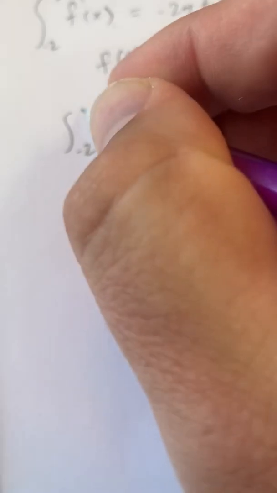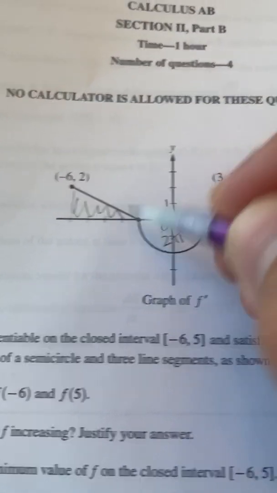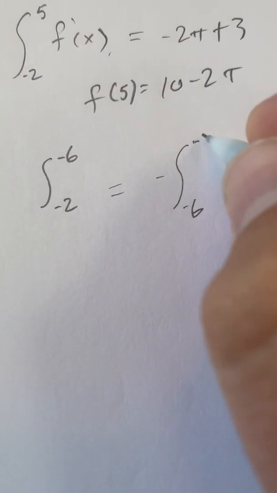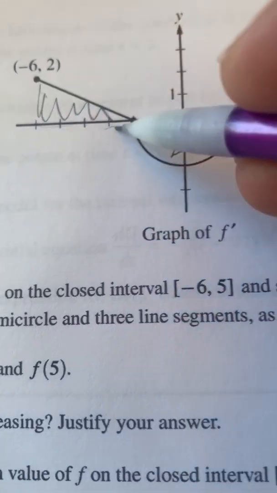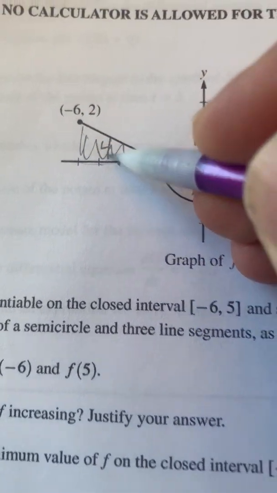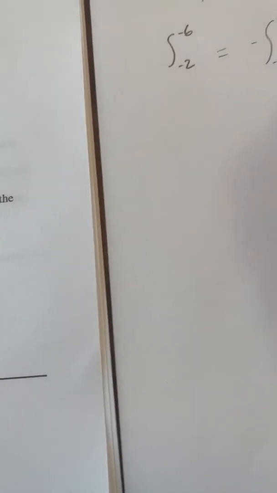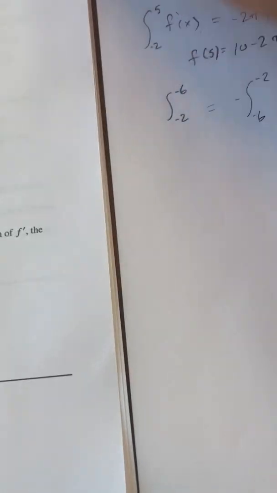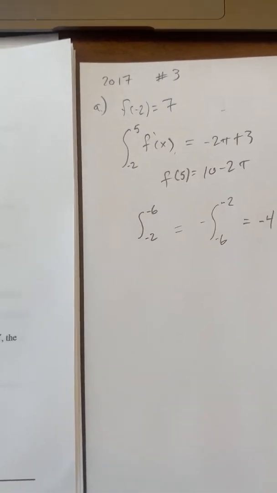If I'm going to do f of -6, that means I'm going to have to do the integral from -2 to -6. I don't like to think of it that way, so I would flip this around and put a negative sign in front of it. So -6 to -2. This area right here is a 1, 2, 3, 4 by 2, so that would have an area of 4. It would count positive from left to right, but I got to count it from right to left, so that would be -4. And then I got to add 7 to that because that was my starting value. So I get a value of 3. So 3 and 10 minus 2 pi.